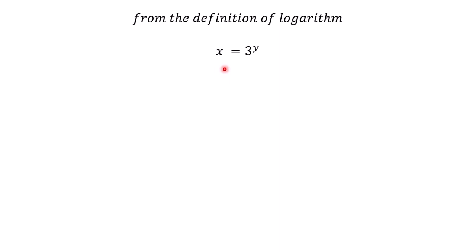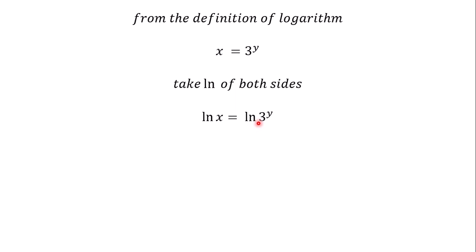So now here we are just going to take natural log of both sides. Take ln of both sides. When you take ln of both sides, this will give us ln x, and it will be equal to ln3 raised to the power y.